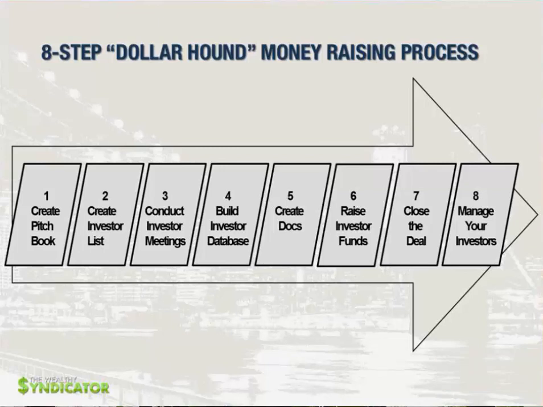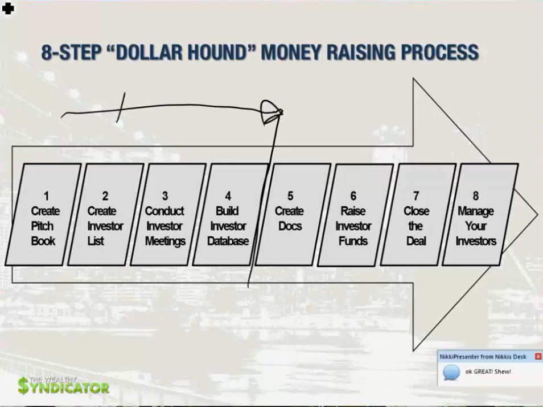And right here, this is phase 1. Phase 1 right there. We're going to create a pitch book. We're going to put together our investor list. We're going to go out and meet with investors and talk about our pitch book. And then we're going to build our database of investors. We're going to pool our investors.